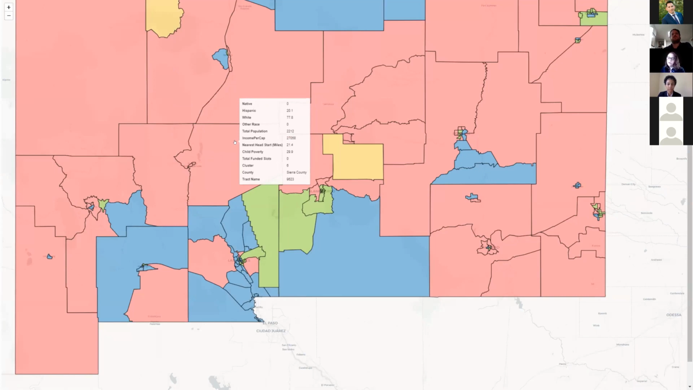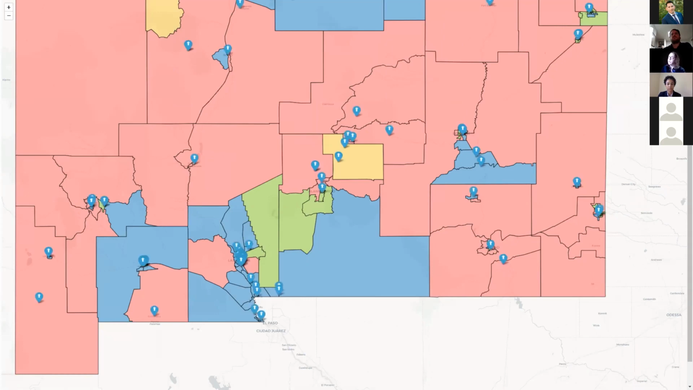And another thing we added was a stat that we called nearest Head Start in miles, which is the distance from the center of a census tract to the nearest Head Start location. So I'm going to turn the Head Start locations back on. And so one tract I want to point out is this one down here, where the distance from the center of the tract to the nearest Head Start location, which is probably this one right here, is almost 43 miles, which isn't a realistic distance to make round trip twice a day.